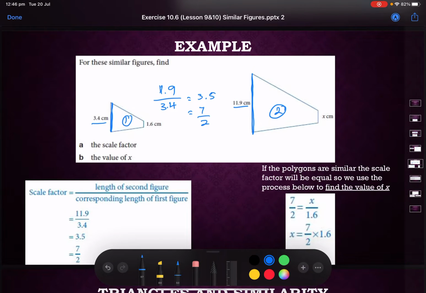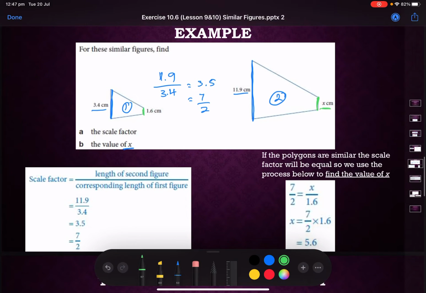We could then be asked to figure out an unknown, which is x. In this instance, this corresponding side and this corresponding side correspond to each other. But we don't have a value for x, which is why in our scale factor we use the left-hand side line.